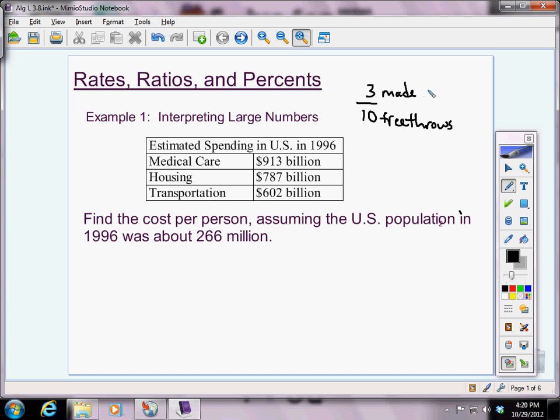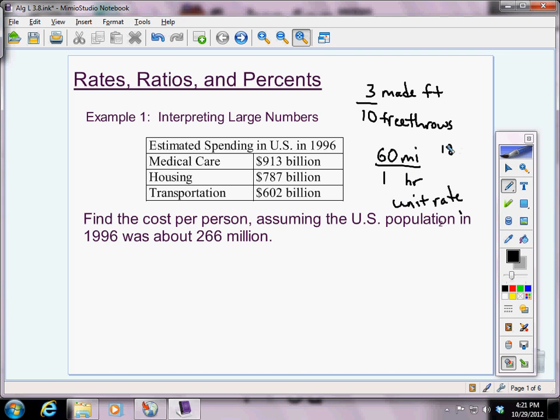It's you comparing made free throws to total free throws, but it's free throws to free throws. A rate's a little bit different because a rate uses division to compare two different quantities. So maybe we're traveling 60 miles in 1 hour. That would be a rate. We're using division to compare miles to hours. More specifically, this is called a unit rate, because there's a 1 on the bottom. We usually write rates as unit rates because they make more sense.